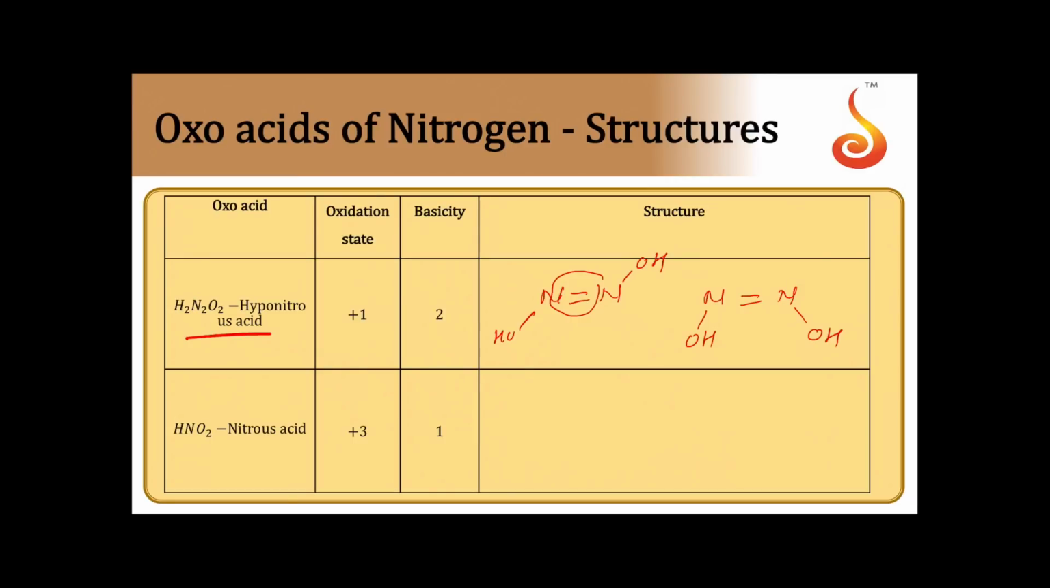Isomers. Anti and syn type of structures. So H2N2O2 is called hyponitrous acid and its basicity is 2 because there are 2 OH groups now.